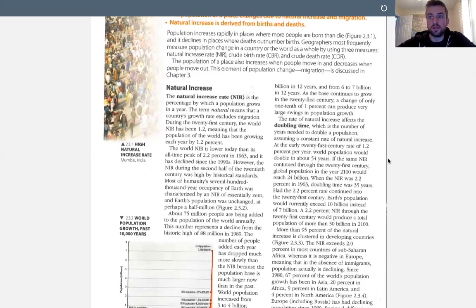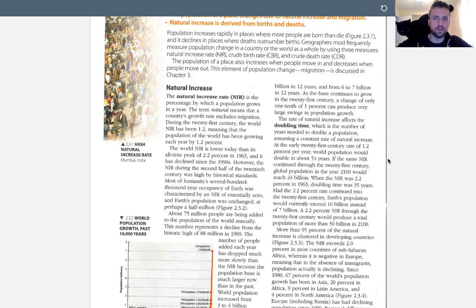All right, natural increase rate. The natural increase rate is the percentage by which a population grows in a year. The term natural means that a country's growth rate excludes migration. During the 21st century, the world natural increase rate has been 1.2, meaning that the population of the world has been growing each year by 1.2%.